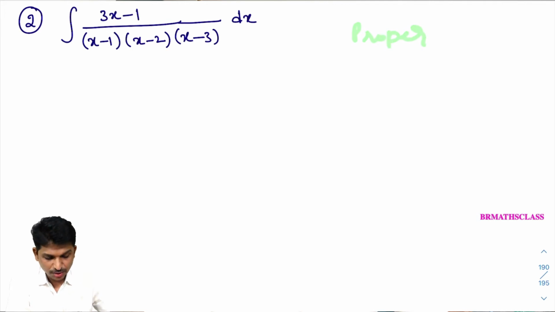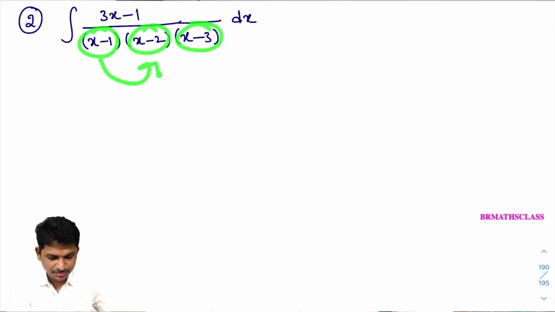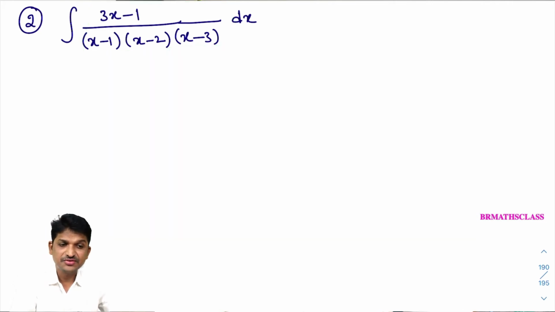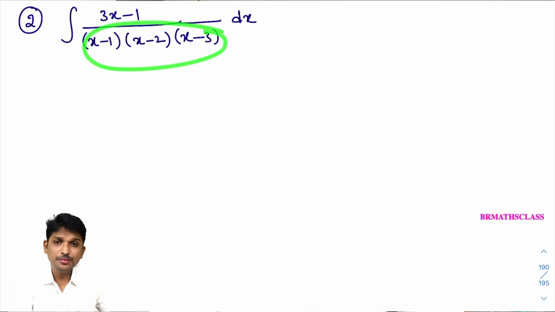Second, the denominator contains linear factors. Is any linear factor repeated? Is x minus 1 repeated anywhere? No. Is x minus 2 repeated anywhere? No. Is x minus 3 repeated anywhere? No. So it is a proper rational function and the denominator contains non-repeated linear factors.